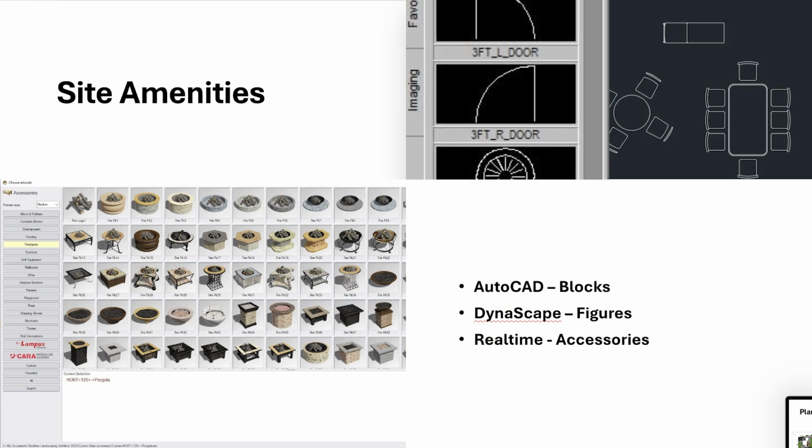Now moving to site amenities, they are similar in all three softwares where they help give us purpose of the space, like a 4-person table and chairs on a flagstone patio, and also gives us a sense of scale of how big an area is. However, the way they are called in each software varies. In AutoCAD, they are called blocks, in Dynascape, they are called figures, and in Realtime, they are called accessories.